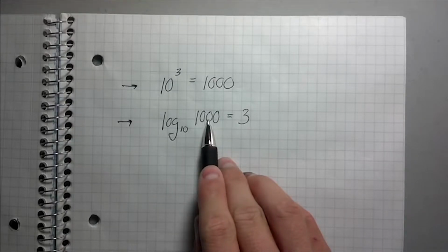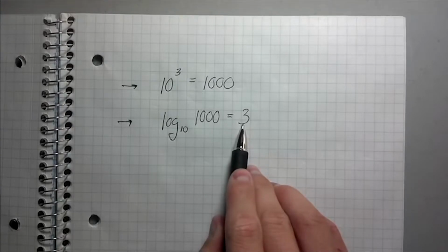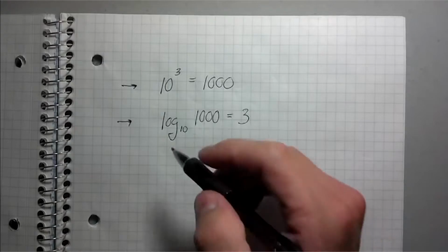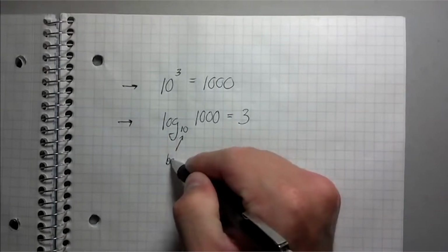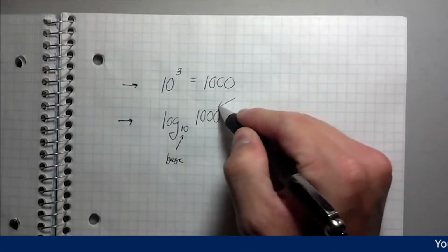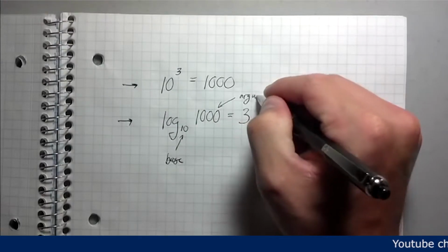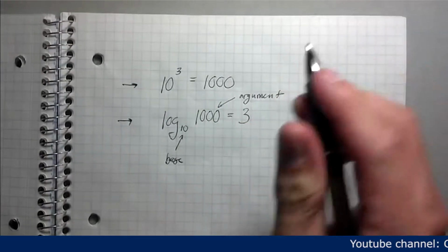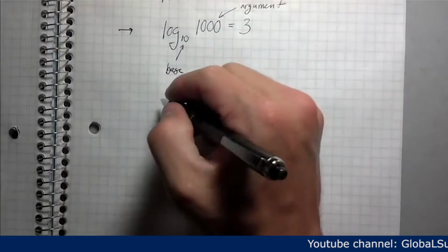I'm going to say that one more time. The value of a logarithm is equal to the number that you have to raise the base to equal the argument. So this is the base, 1,000 is the argument. Okay, so I'm going to give an example here. Alright, I'm going to give another example. So imagine that I had this.